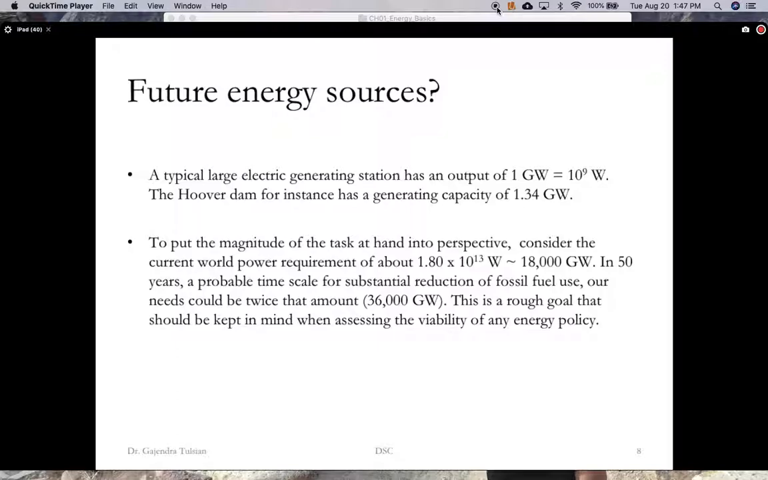Now let's look at some of the numbers. Let's look at what it would take to make the world go on renewables completely. So here are our typical numbers. A large electric generating station has an output of 1 gigawatt. Hoover Dam, for instance, has a generating capacity of 1.34 gigawatts. With 1 gigawatt, you can roughly run a million U.S. homes. 1 gigawatt is a billion watts.